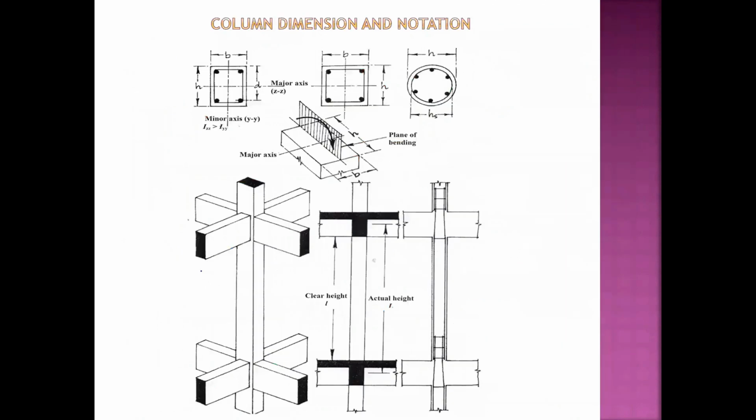So this is a further explanation about the actual height and the clear height of the column, from the top of the beam to the soffit. The soffit is the bottom side of the beam. The clear height is from here to here. In fact, the actual height is from here to here, from the neutral axis of the bottom beam to the neutral axis of the top beam.